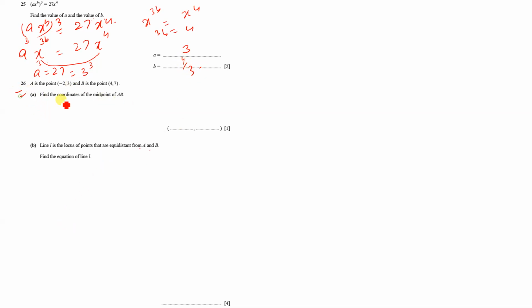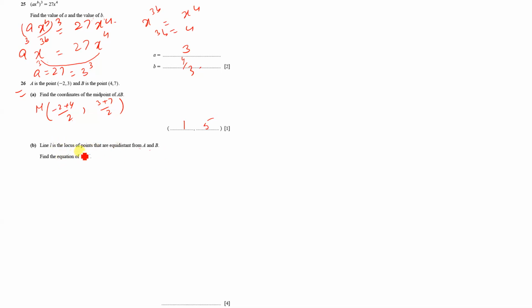Question number 26. A is the point (-2, 3) and B is the point (4, 7). Find the coordinates of the midpoint of AB. So the x coordinate of the midpoint is (-2 plus 4) divided by 2, and the y coordinate would be (3 plus 7) divided by 2. So this is 2 over 2, that is 1, and 7 plus 3 is 10, 10 divided by 2 is 5. So these are the coordinates of the midpoint.